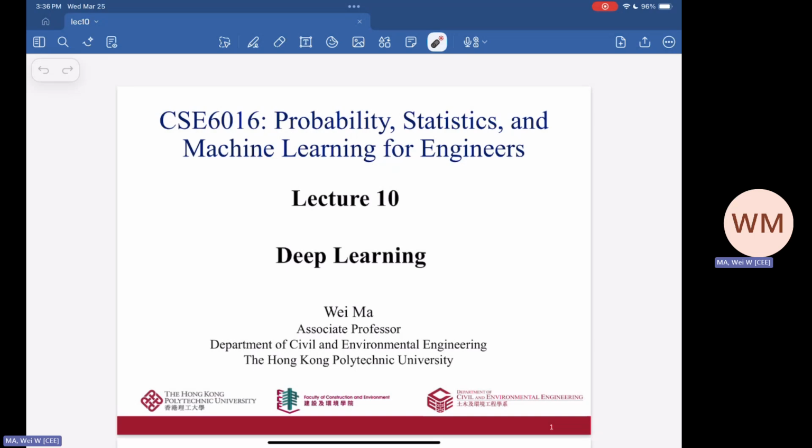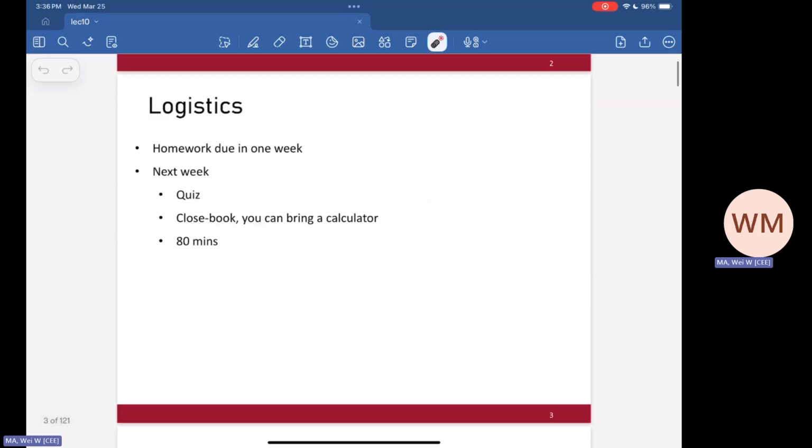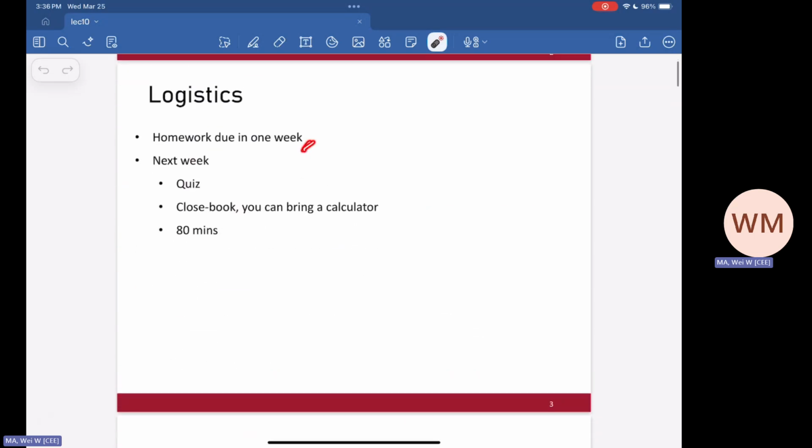Welcome to lecture 10. So today basically we're talking about deep learning. I think this is the last lecture that we'll have. Next week, I'll talk a little bit about more advanced topics, and then we will have a quiz. Remember that the homework is due this week. I think it's still at the end of this month.